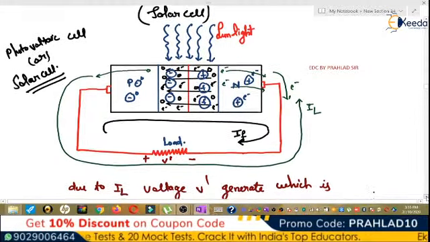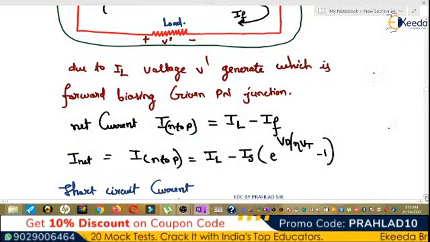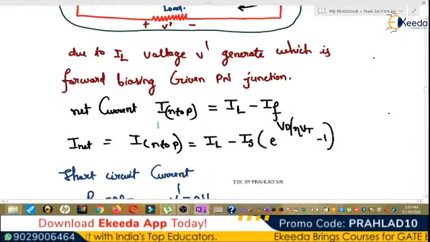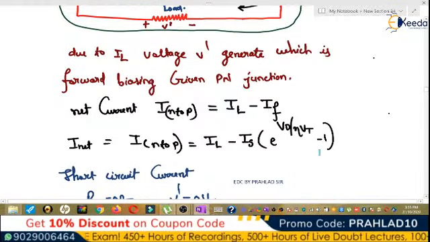So due to IL, voltage V dash is generated, which is forward biasing the given PN junction. So the net current, which is from N to P, decreases, and it is equal to IL minus IF. So the net current from N to P is equal to IL minus IS e to the power Vd upon eta Vt minus 1.